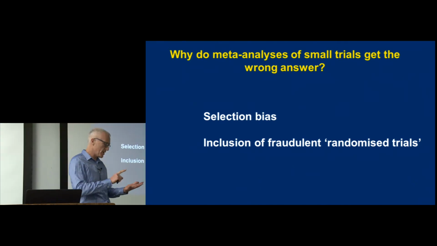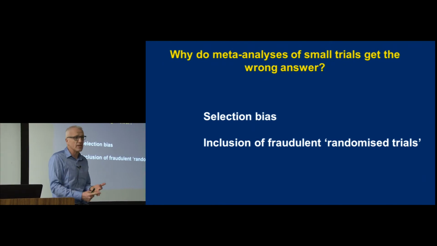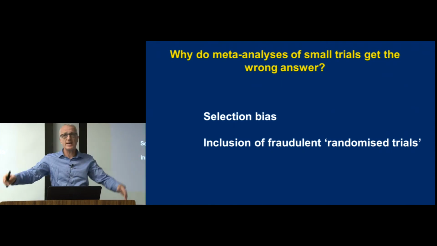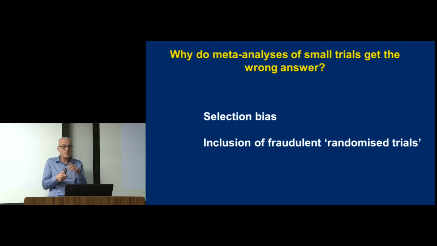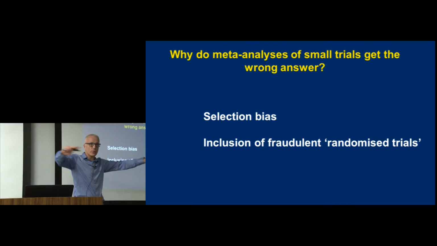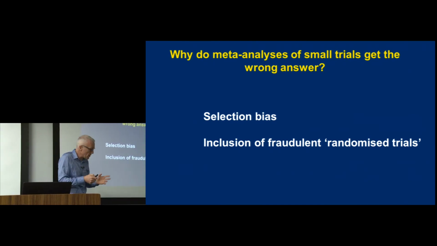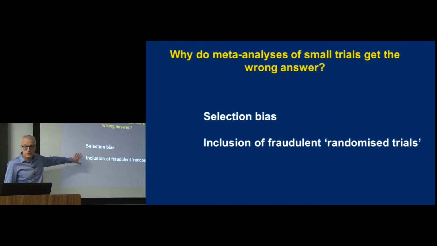In big trials, the protocol is published, the statistical analysis plan is published, the data is published. After we finish our trials, we put our data on a data sharing website. If you want the data, you can have it, and you can check whether the way we analyzed the results was as we said in the analysis plan. So it's all very public. There are lots of witnesses. But when you do small trials, it's very private and nobody knows. So I think selection bias and inclusion of fraudulent randomized trials.